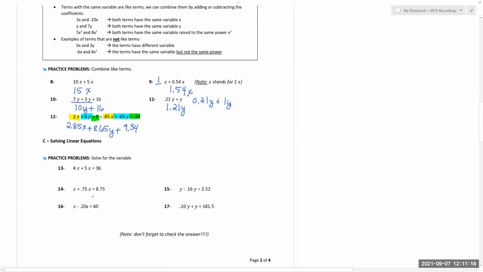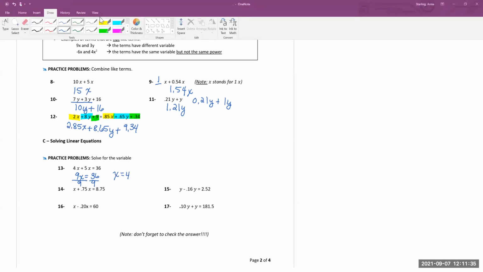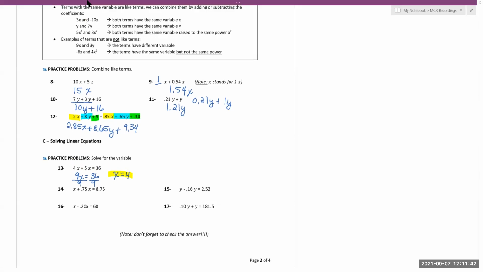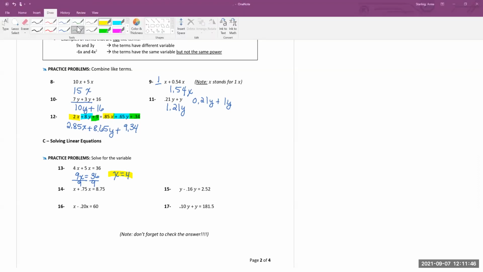So then what we can do is add in. Now we have 4x plus 5x is 9x. And now we also need to go one step further and solve. So I'm going to divide by 9 and get x equals 4. And I can check my work here. 4 times 4 is 16. 4 times 5 is 20. 20 plus 16 is indeed 36. So I can always check my work on these.